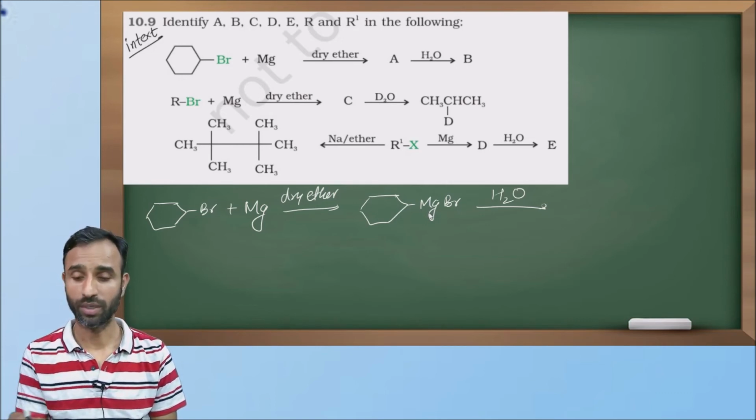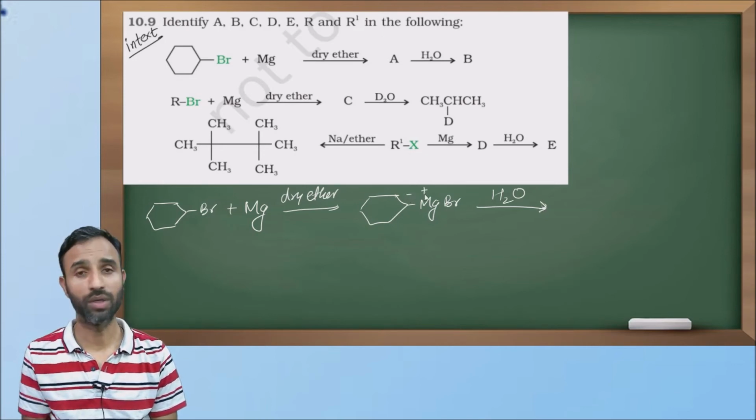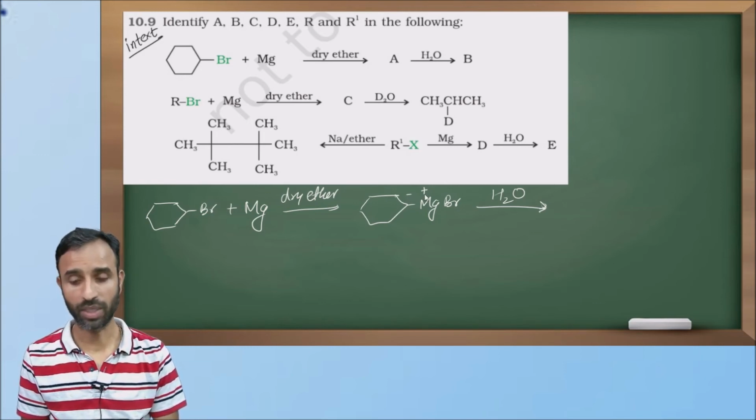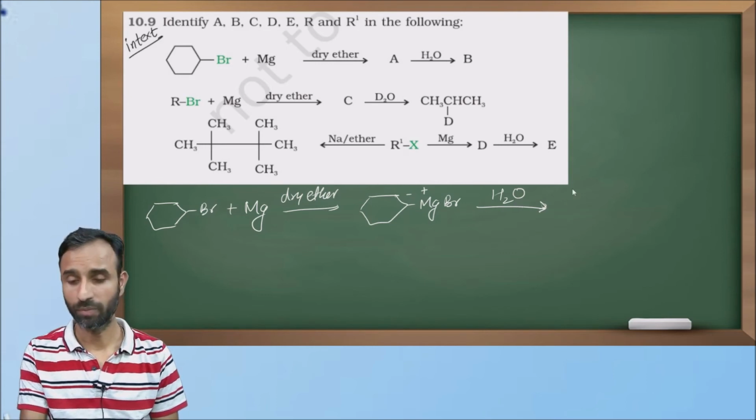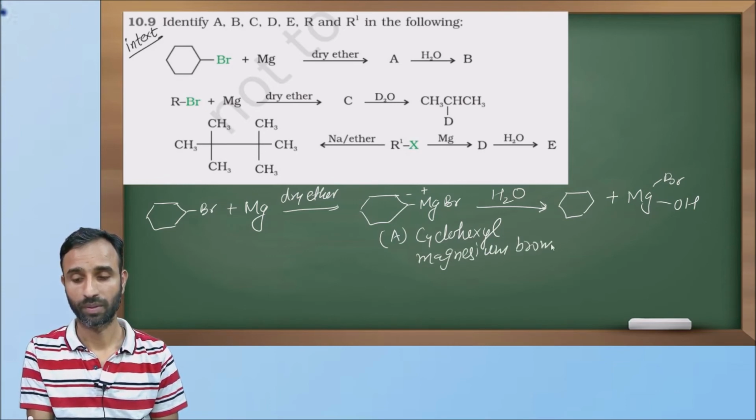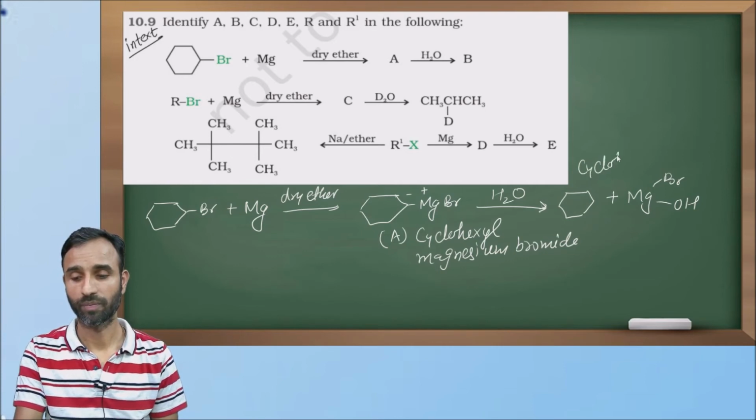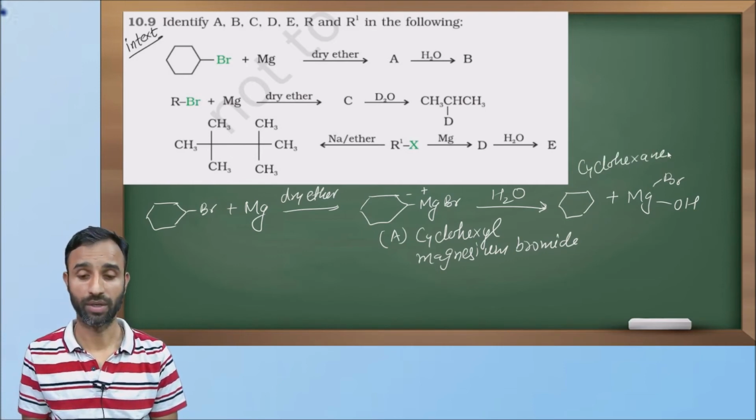Now in the presence of H2O, Grignard reagent is stable under anhydrous condition. Even a trace of moisture, it can react, and therefore here carbon is negative and magnesium is positive. H2O gives H plus and OH negative. So we get cyclohexane along with MgBrOH. So this one is cyclohexyl magnesium bromide, and this one is cyclohexane.